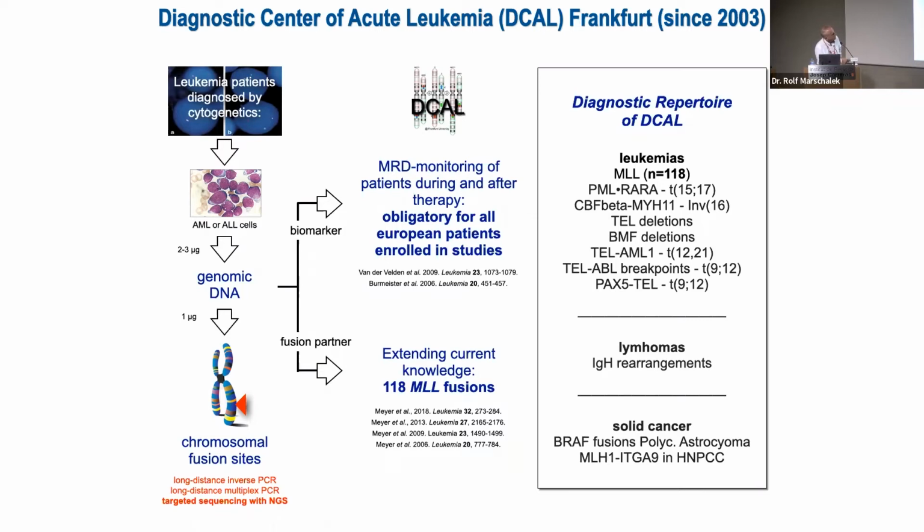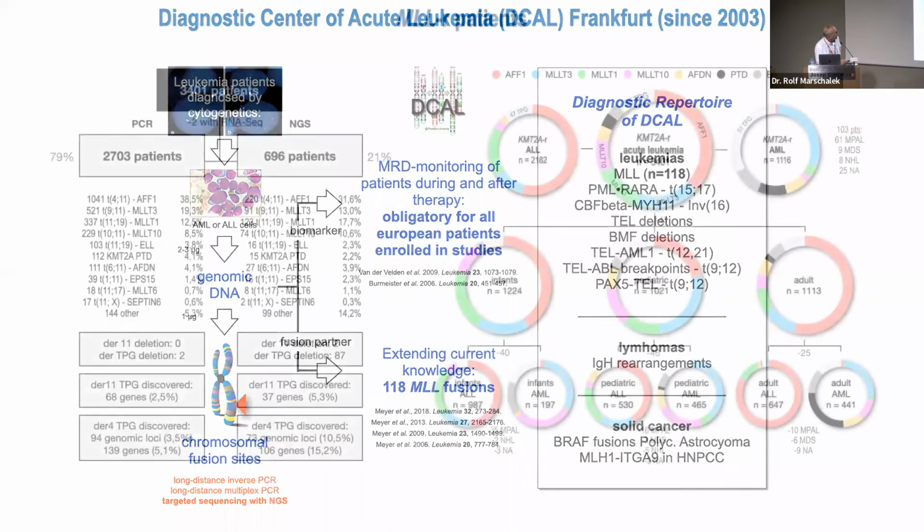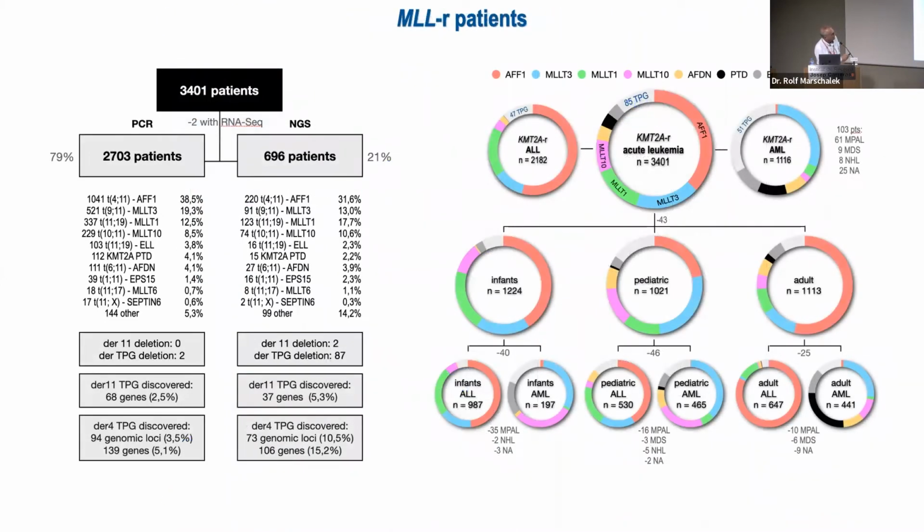We can use the same techniques, of course, also for other problems, but mostly we are working on this. And so we have really accumulated a lot of knowledge about different fusion partners, which are all associated with leukemia development. And this is the situation right now. We have now the data for more than 3,400 patients, most of them identified by PCR. Nowadays, we are making targeted NGS to identify novel fusions. And as you can see here, in most cases the distribution and frequency of fusion partners is quite equal, but we get more genes discovered by this novel technique.